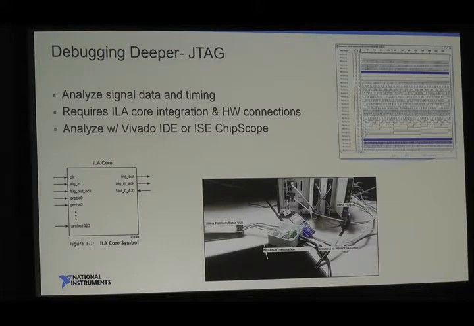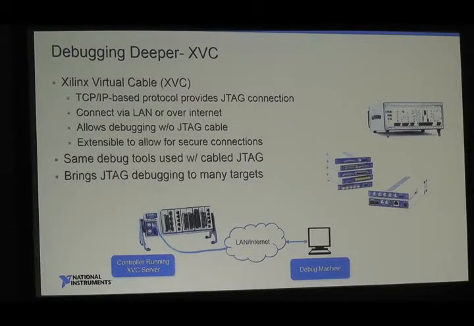With that, there's this TCP/IP wrapper that Xilinx created called Xilinx Virtual Cable. So again, it is a TCP/IP protocol that wraps up JTAG connections. And essentially, if you can run a controller, so again, a CPU device, that is bus connected to an FPGA and can run a basic TCP/IP server, you can run this protocol that allows remote connections.